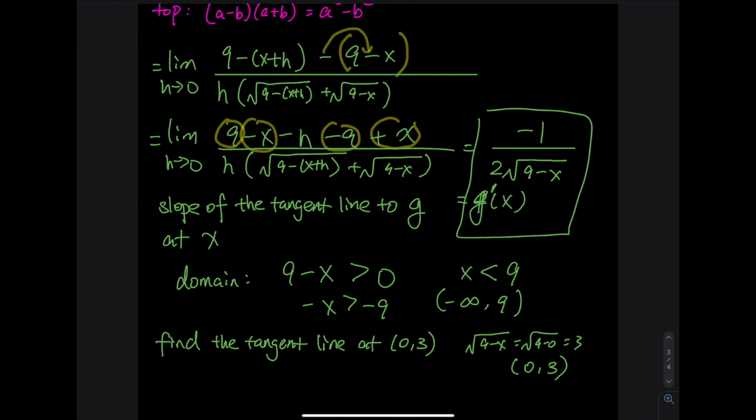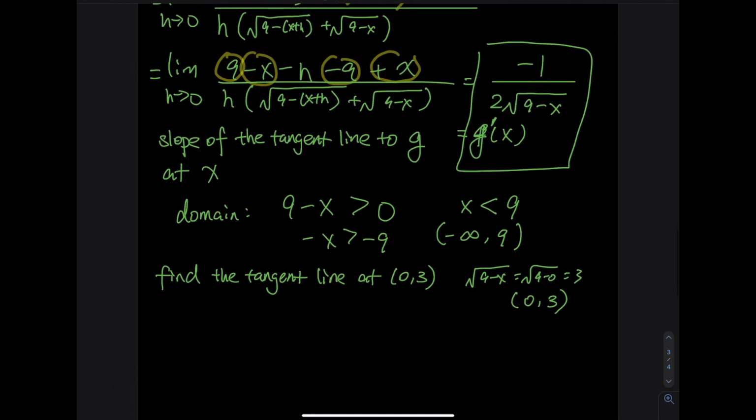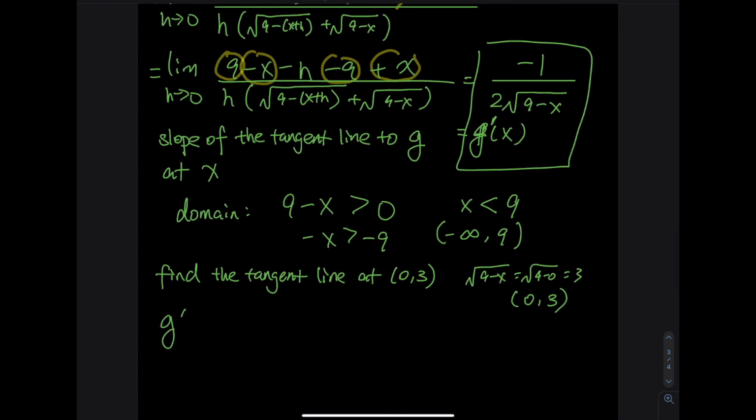Once again, if I say give me a slope, you are looking at prime. You are looking at derivative. If I say give me a location of a point, I need a point on the curve, then you are looking at function g. So you have g prime of 0 that is equal to -1 divided by 2 times 9 minus 0. So that is -1 divided by 6, right? So -1 over 6. That is the slope of the tangent line.